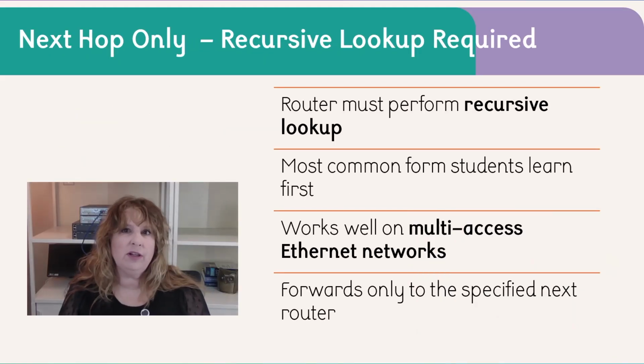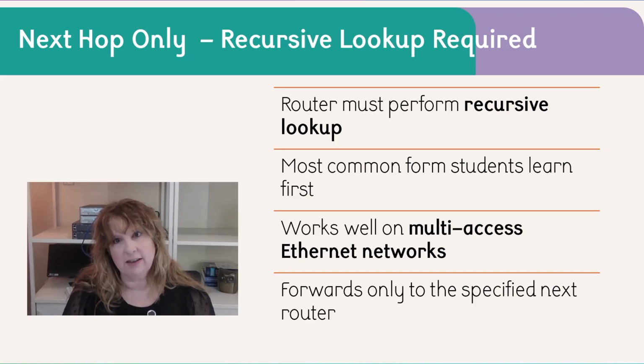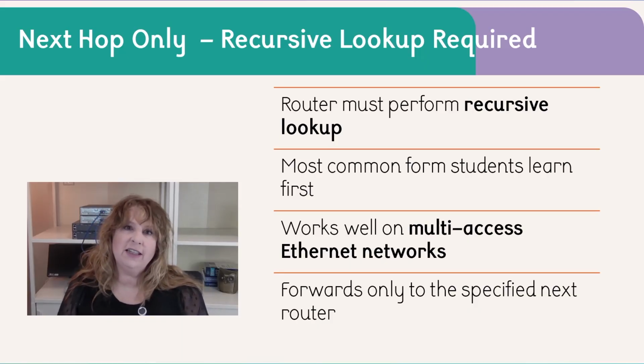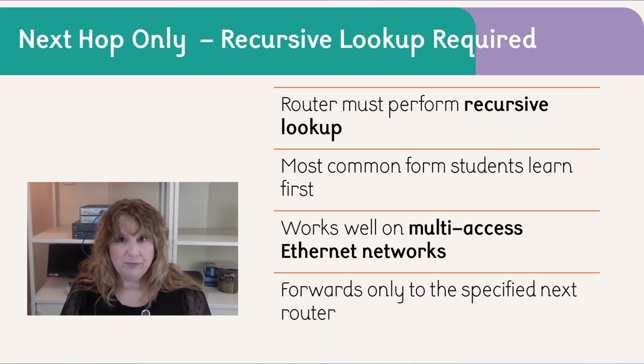When you use next hop only, the router has to recursively look up how to reach that next hop. Using next hop only is especially common on Ethernet links because it clearly identifies which router the traffic should go to. This avoids the router treating the destination networks as if they were directly connected.